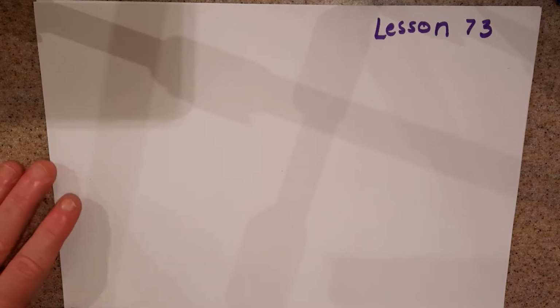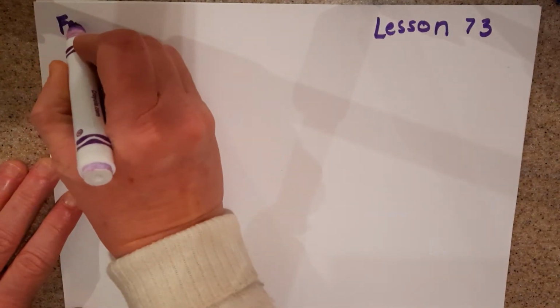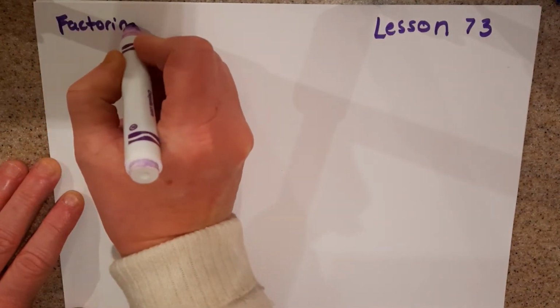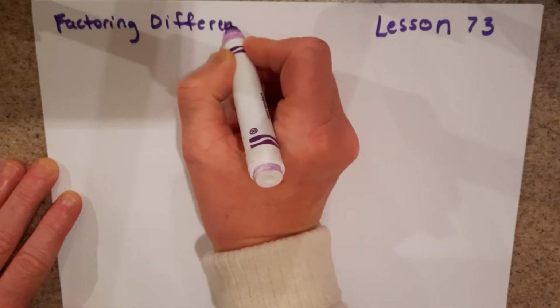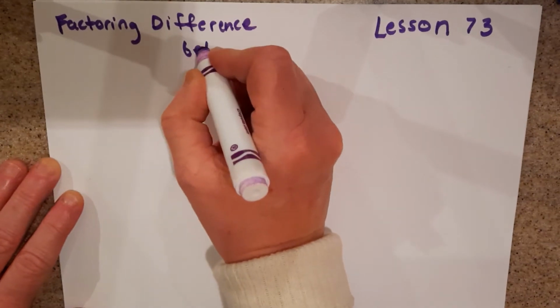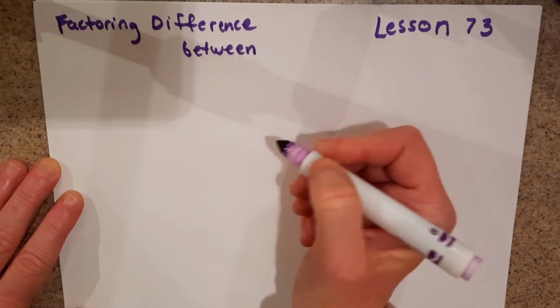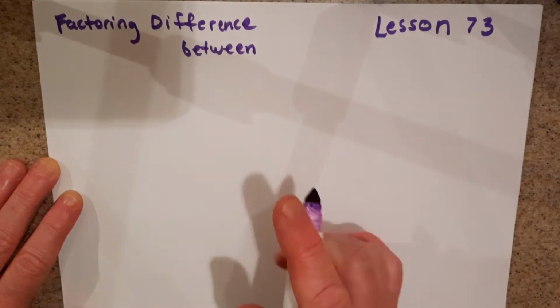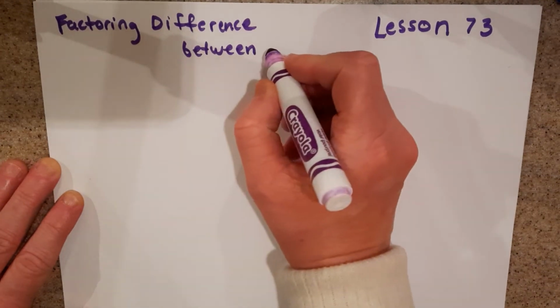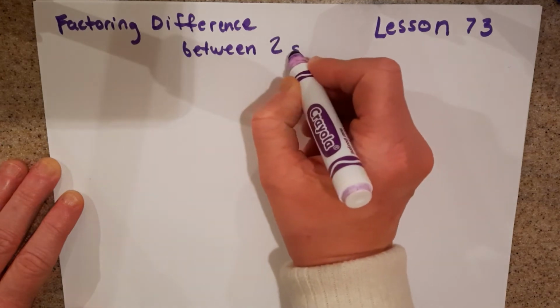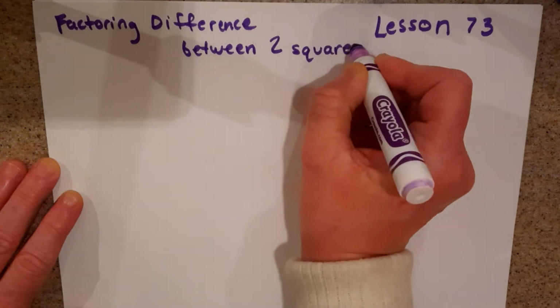So lesson 73 has two concepts in it. One is factoring the difference between two squares. We talked about that in class today. And the other is another probability situation. So they're two completely different concepts, but I'm going to cover them both in this video. So factoring the difference between two squares, and then we'll get into the probability.